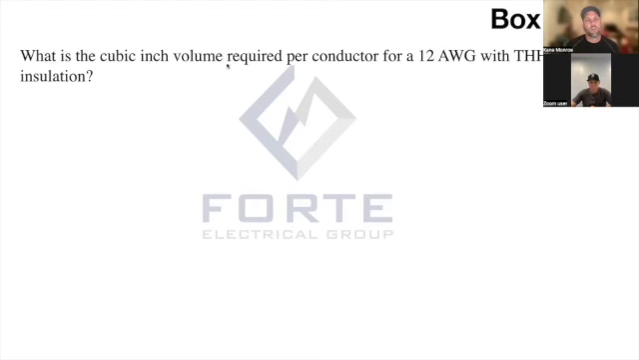So what is the cubic inch volume required per conductor for number 12? All you do is go back to 314.16(B), and it's 2.25. Remember, it's that multiplier. That's the answer, 2.25. Then they'll start throwing distance on you and insulation and blah, blah, blah. That has nothing to do with it. That's just fluff.